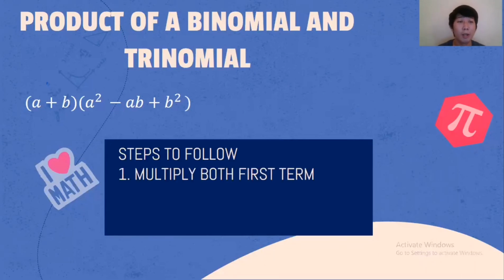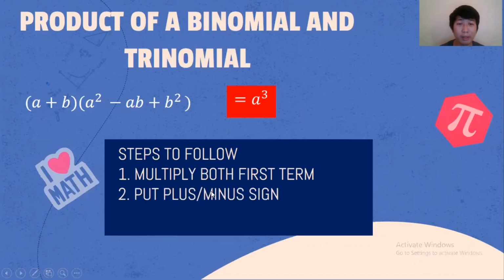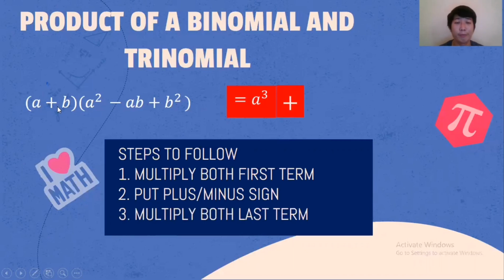The first one, multiply both first terms. First term times first term, a times a squared, that is a cubed. Next one, we put a plus or minus sign depending on this part. If this one is negative, we put negative on this part. If this one is positive, we put positive. And the last one, multiply both last terms. So b times b squared, that would be b cubed.